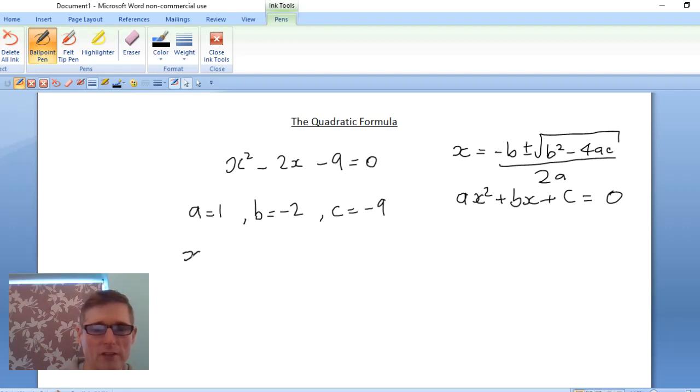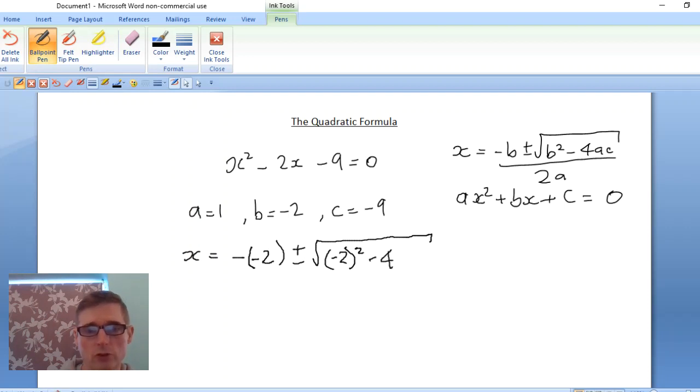So we can say that x equals, now it's minus b, so minus negative 2. And then it is plus or minus the square root of b squared, which I'm just going to put in a little bracket there so we can see that's what we substituted in, minus 4 times a, which is 1, times negative 9. I'll put in a bracket again there, and then that's all divided by 2 times 1, the value for a.